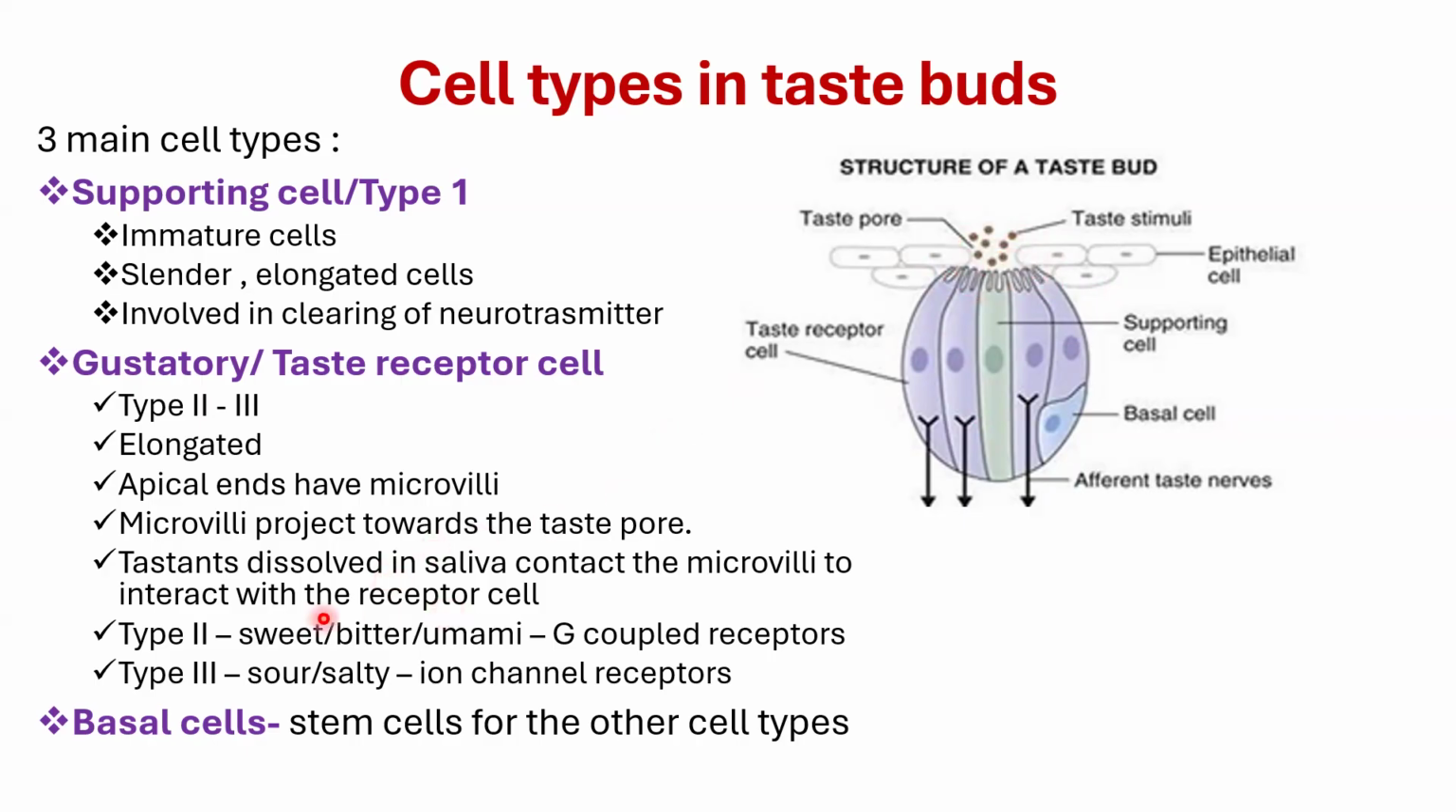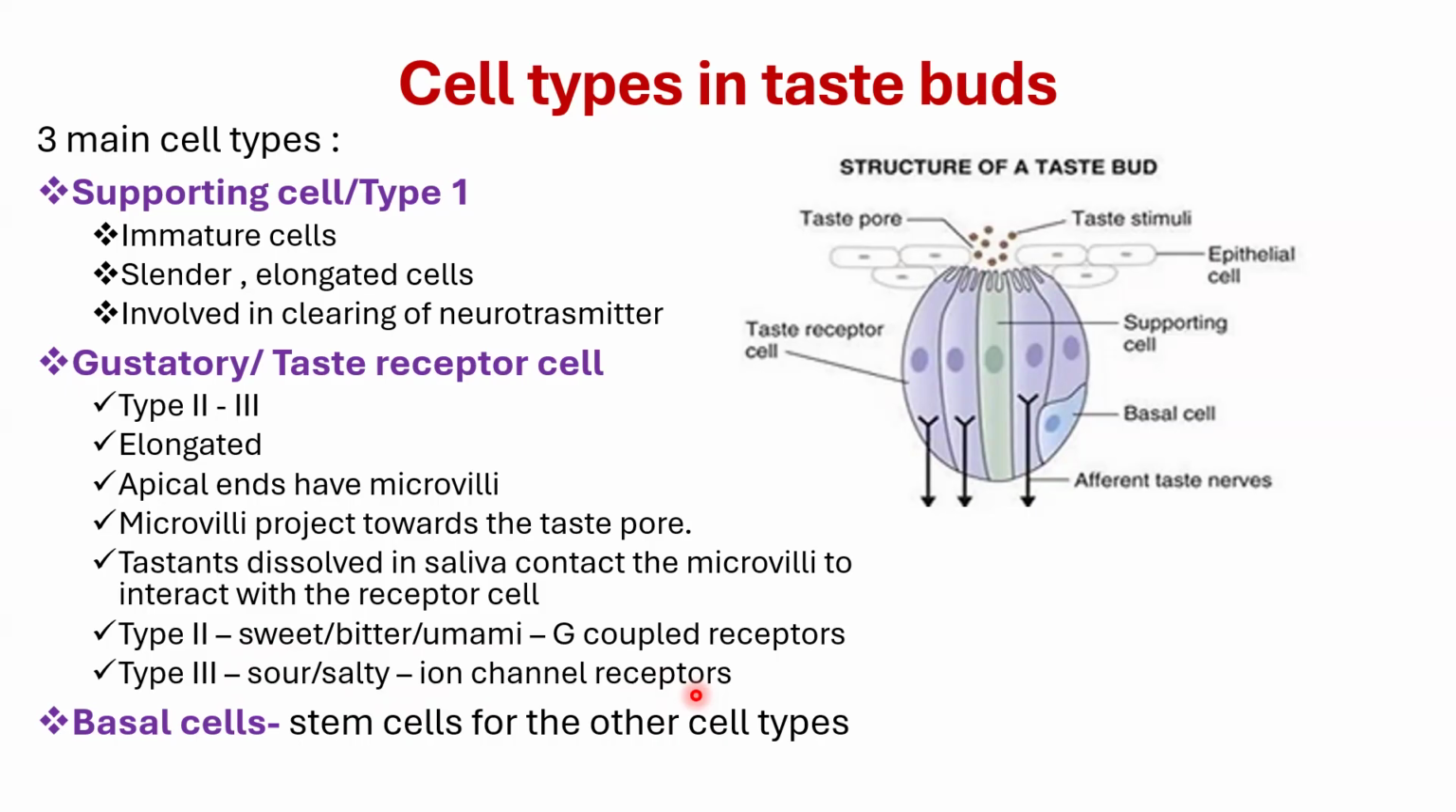And then the last bit to appreciate is that type 2 receptor cells taste sweet, bitter, and umami, which are G-coupled receptors. And then type 3, which taste sour and salty, are ion-gated channel receptors. So type 1 cell type is a supporting cell. Type 2 and type 3 are gustatory cell types. All these cell types are elongated, but gustatory cell types have microvilli projecting towards the taste pore. The reason for this is interaction with the taste stimuli.